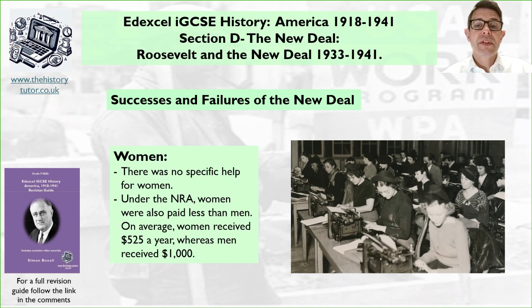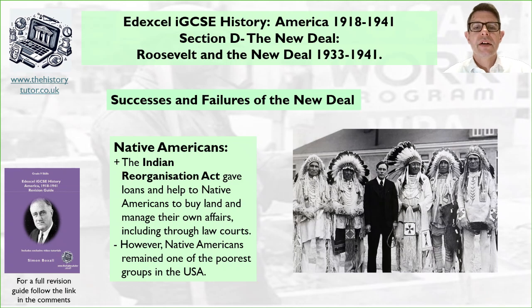Women. Well, there was no specific help given to women. Under the NRA, women were also paid less than men. On average, women received $525 a month, whereas a man received $1,000 a month. There was some specific help for Native Americans. The Indian Reorganization Act gave loans and help to Native Americans to buy land and manage their own affairs, including through law courts. However, Native Americans remained one of the poorest groups in America.